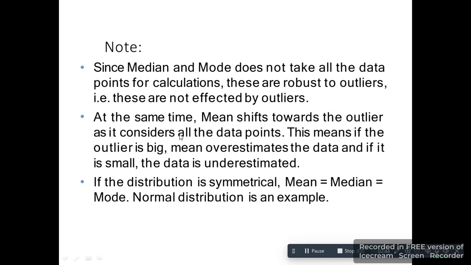At the same time, the mean shifts towards the outlier as it considers all the data points. That means if the outlier is big, the mean overestimates the data, and if it is small, the data is underestimated. The mean can take all the data for the calculation. This means if the outlier is big, the mean is overestimated, and if it is small, the data is underestimated.